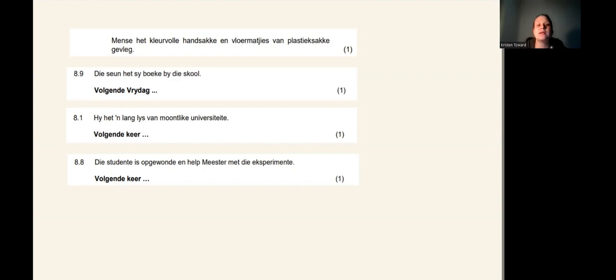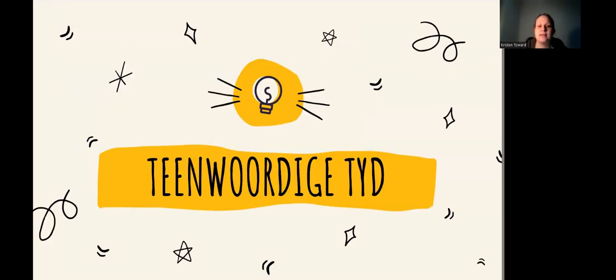So toekomende tyd has very few rules compared to verlede tyd, but they also have their variations of those specific rules. Now, if we have a look at the teenwoordige tyd, our present tense.